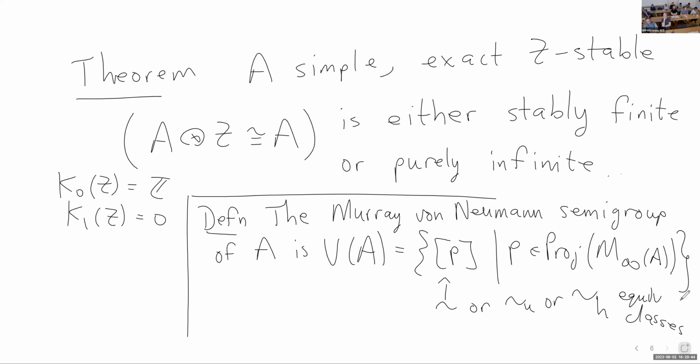Right. So that's what it is as a set, but I call it a semigroup, and the addition. I guess it's a monoid even. So we define P plus Q to be the equivalence class of the diagonal sum, P, 0, 0, Q. Okay, so this is an abelian monoid where the unit is the class of the zero projection.